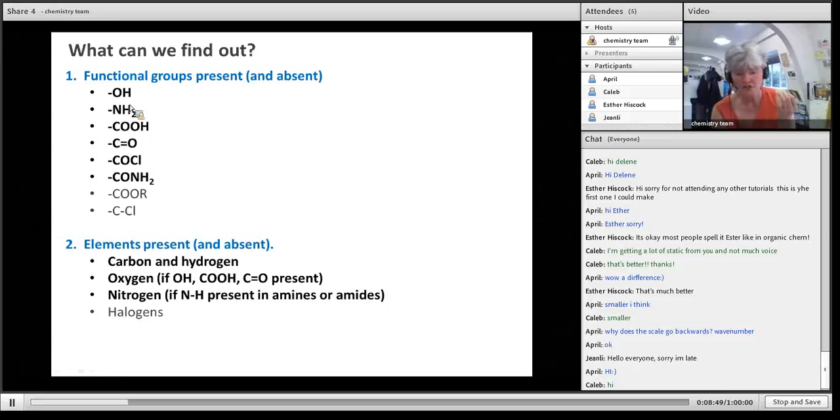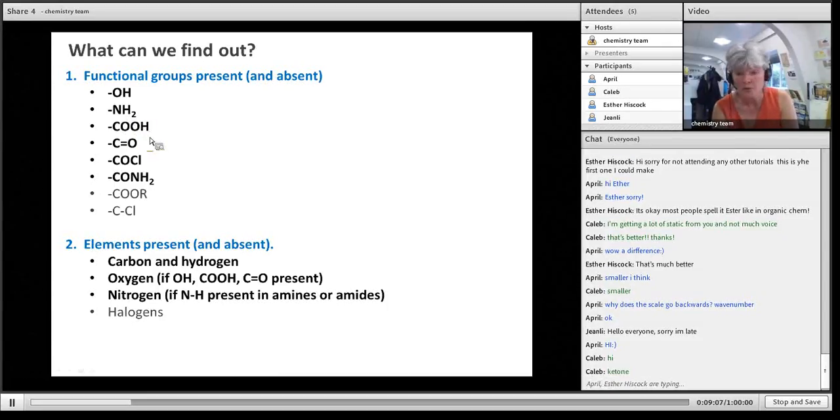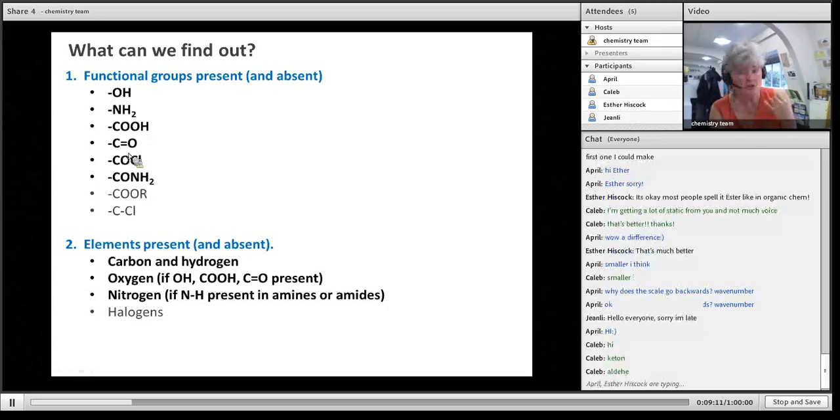OH has got a very distinctive pattern. So has an amine, so NH2 and NHR. Both of them are very easy to spot. In other words, a primary or secondary amine. A carboxylic acid is very easy to spot. So is the carbonyl peak.